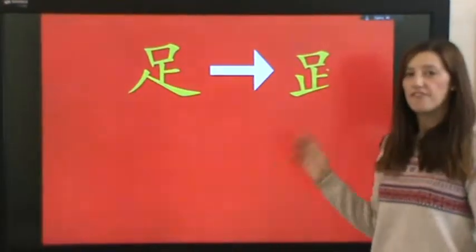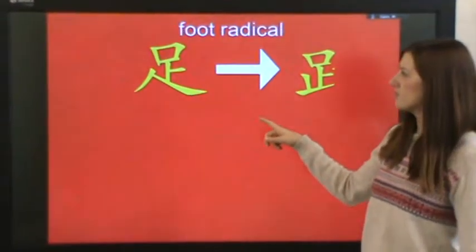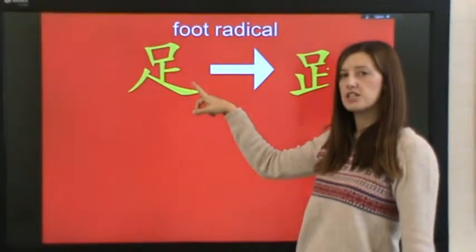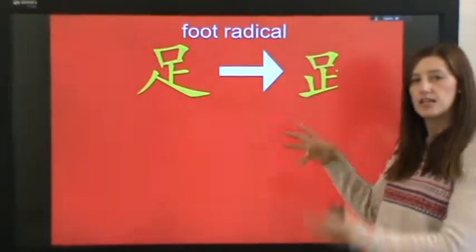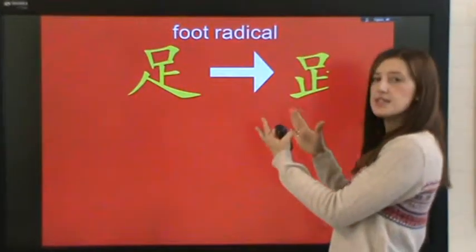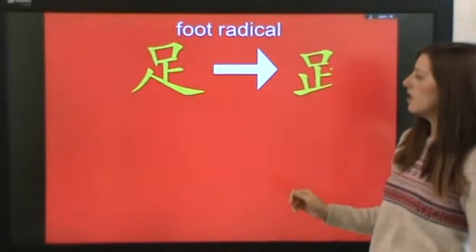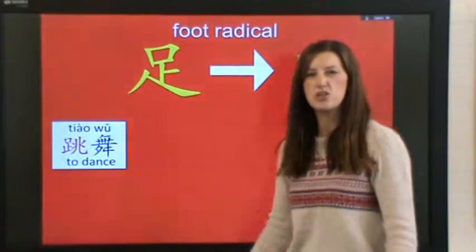Okay, so moving on to our fourth radical. This is our foot radical. It can appear in one character on its own, but when it appears as a radical in a character, it's on the left-hand side and it gets squished up to look like this. So we see this in anything really to do with our feet.